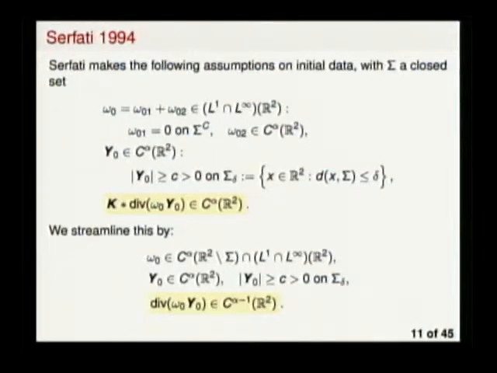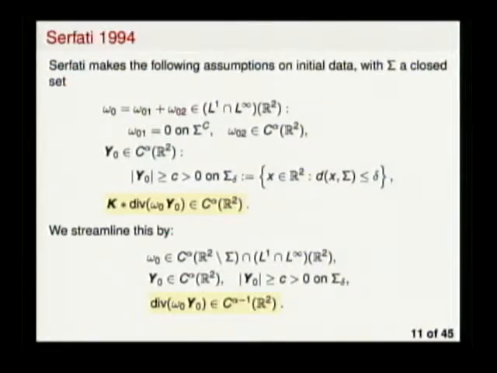All right, so let's talk about Serfati and Serfati's assumptions in light of having seen Chemin's. So Serfati makes the assumptions at the top there, and we streamline this a little bit by making the assumptions on the bottom. So let's really focus on the assumptions on the bottom. The assumption is that there's some closed set sigma, and outside of that sigma, the initial vorticity is C alpha.